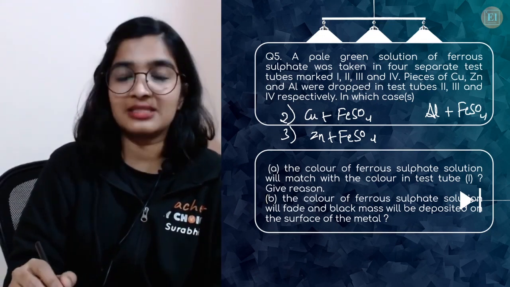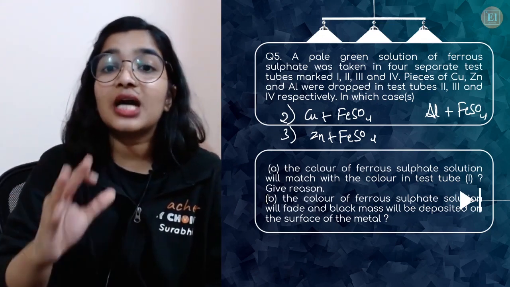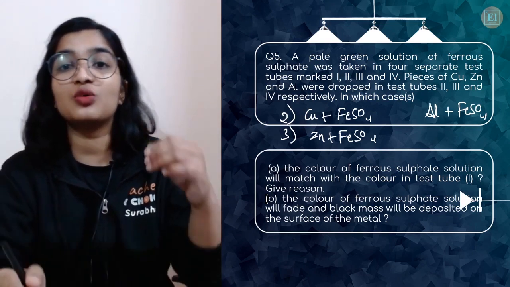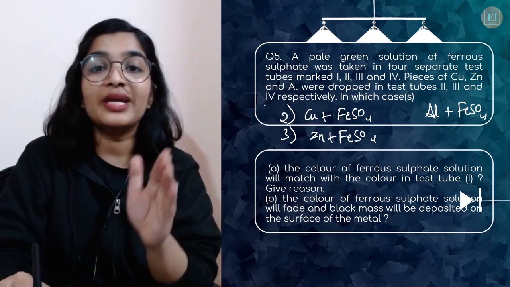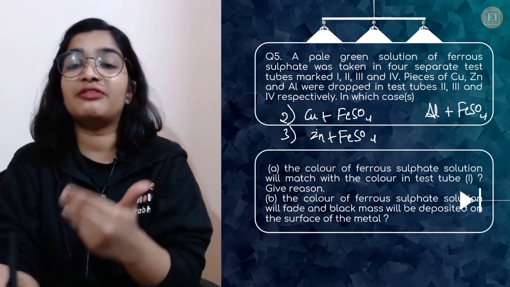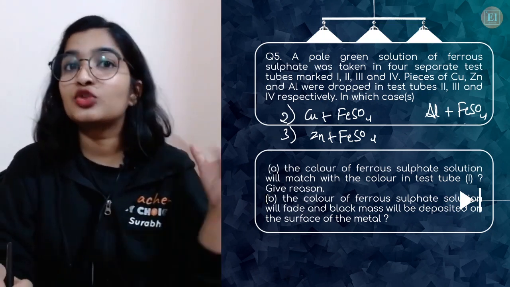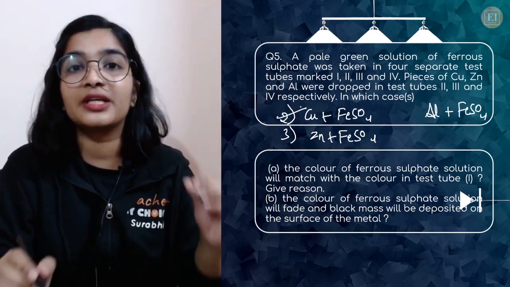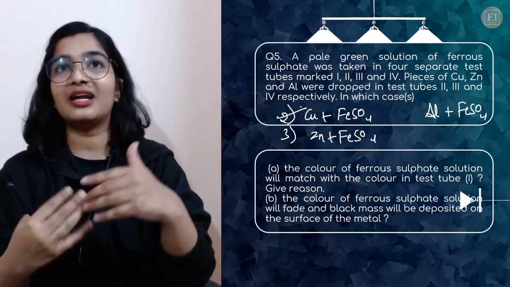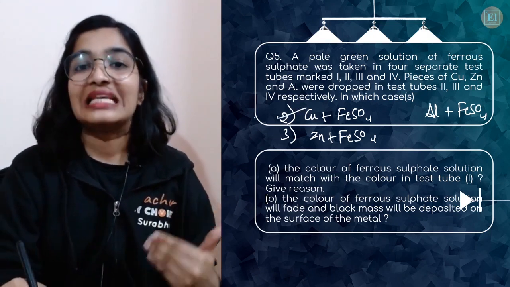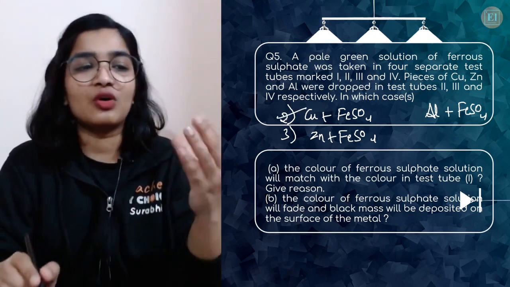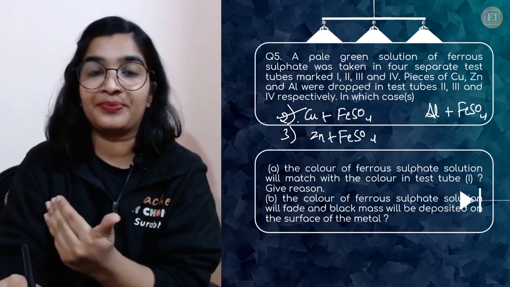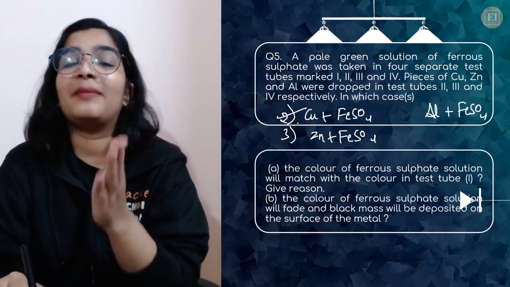In which test tube will the color of the ferrous sulfate solution match with the color in test tube 1, because test tube 1 has only ferrous sulfate? So 2 has copper plus ferrous sulfate, 3 zinc plus ferrous sulfate, 4 aluminium plus ferrous sulfate. So think which metal cannot displace iron. Obviously it is copper, because copper is below hydrogen. It can't even displace hydrogen, right? So in the second test tube there won't be any reaction, so the color won't change. Whatever is in test tube 1, the color will match with test tube 1.